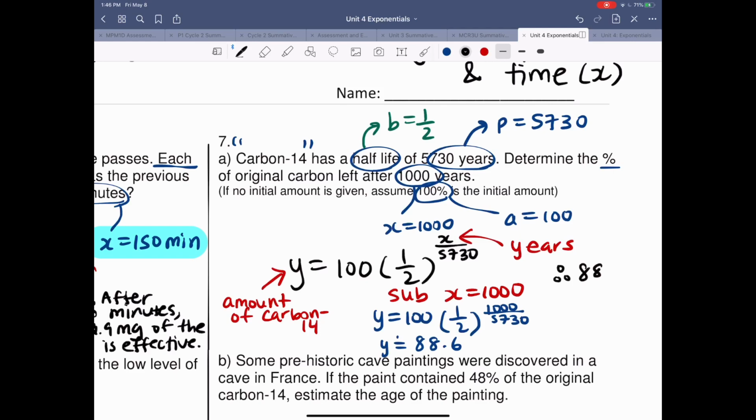So therefore, 88.6% of the original amount will remain.